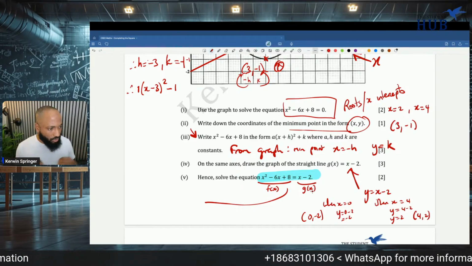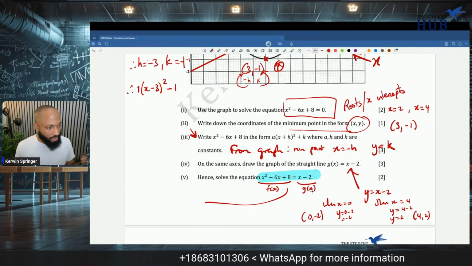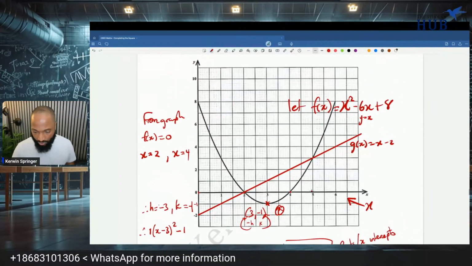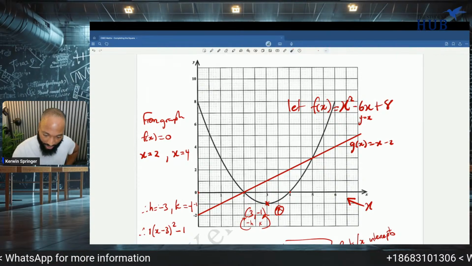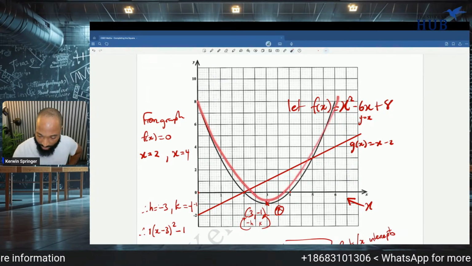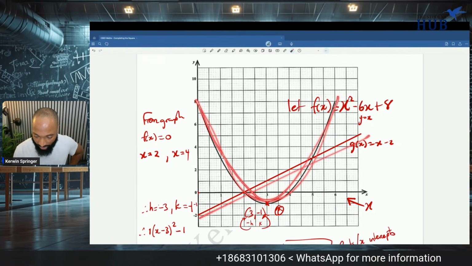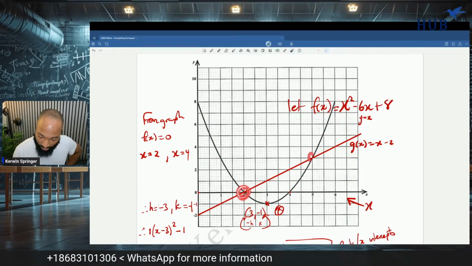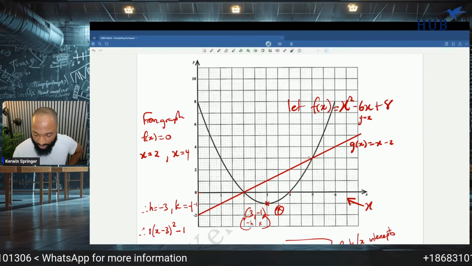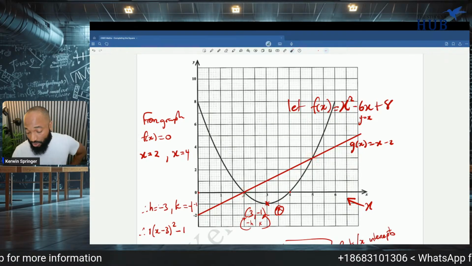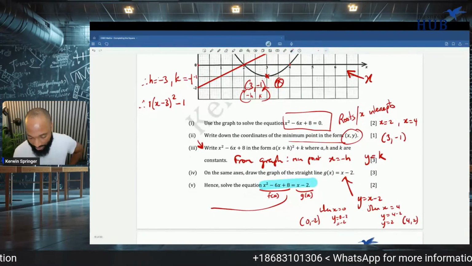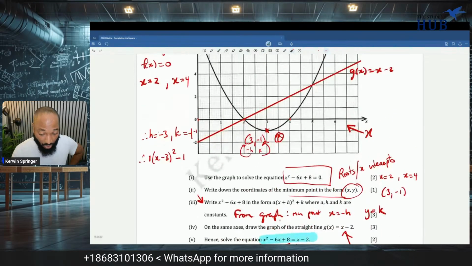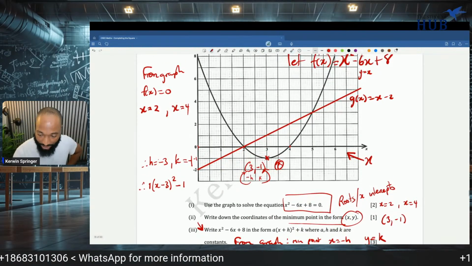Where the two graphs coincide. This is f of x and this is g of x. If I equate the two of them together, I'm basically asking you what is the value of these. So what they want as the solution, what they said, hence solve. So they want the x values. There's no y values in this. So I don't need to give the coordinates of the entire thing. I just need the x values.